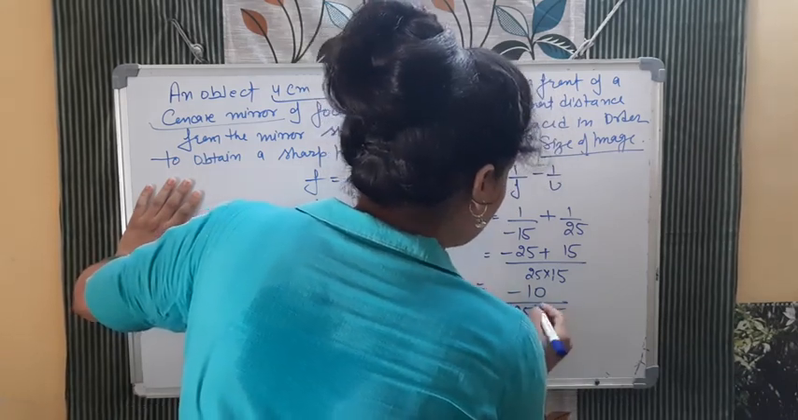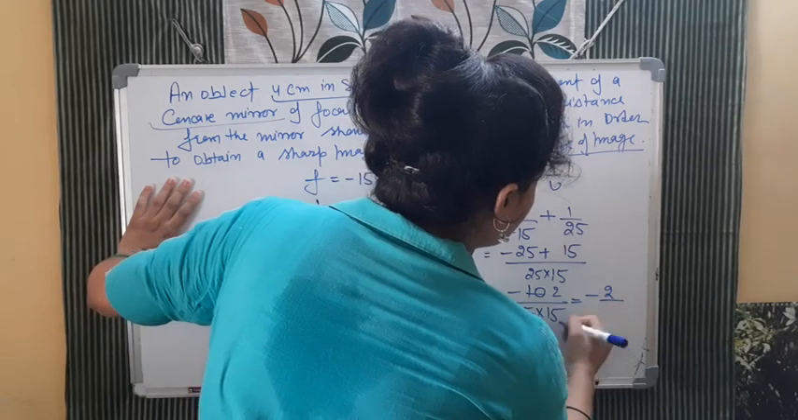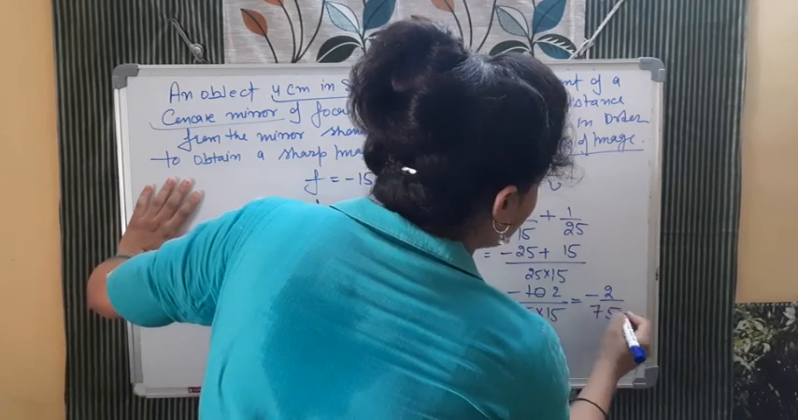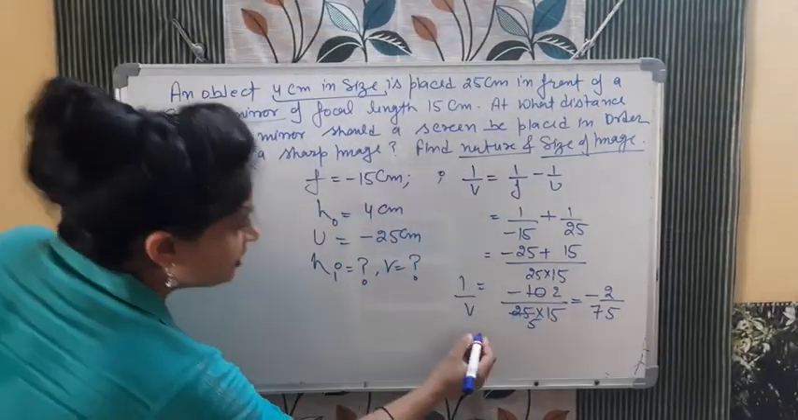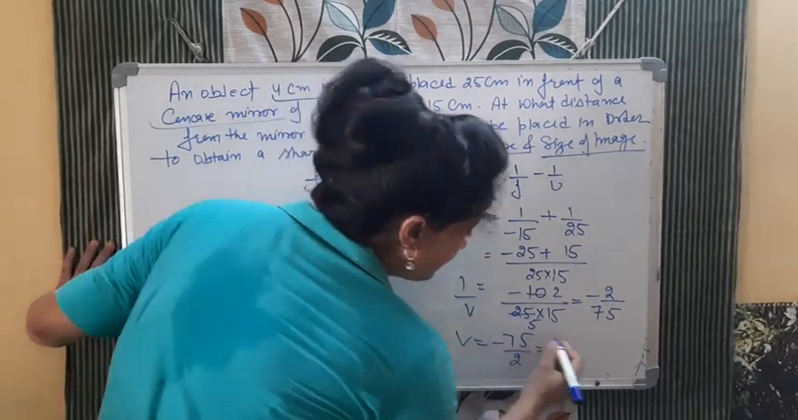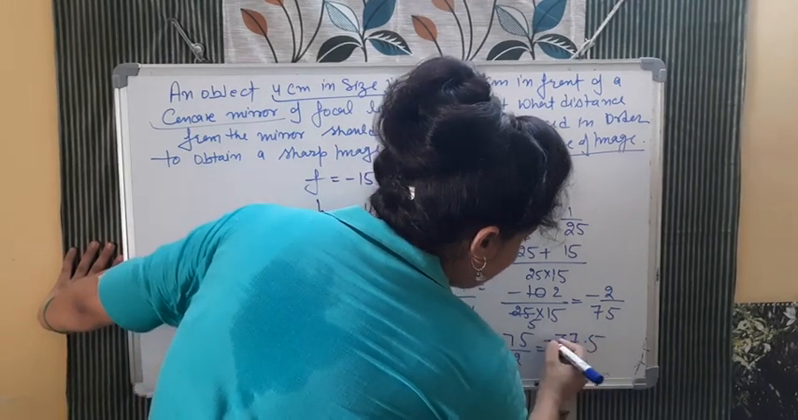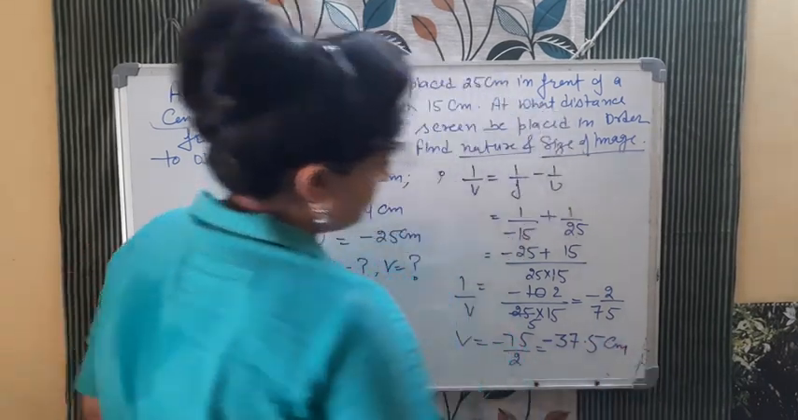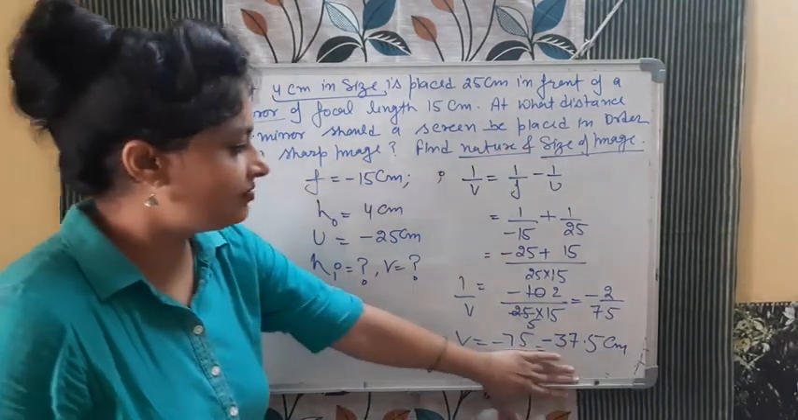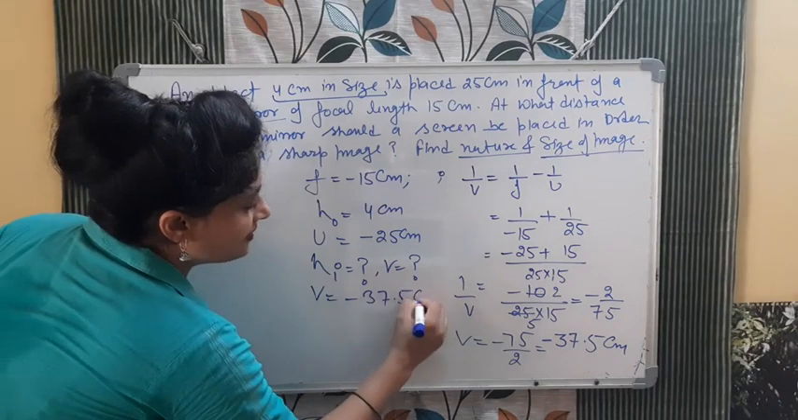1 by v. So minus 2 by 75. V you will calculate from here. Reciprocate that 75 by 2 and divide it. Minus 37.5 centimeters. Okay, you need to calculate V, and V we got it. So V is what? Minus 37.5 centimeters.